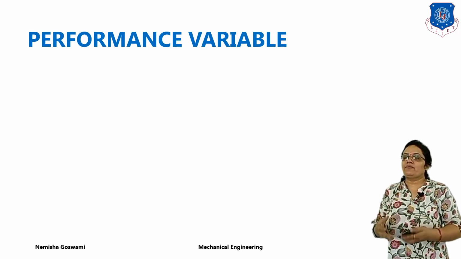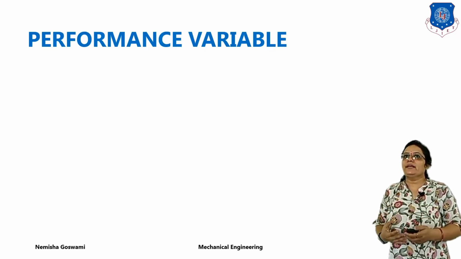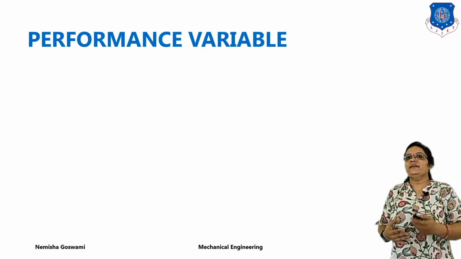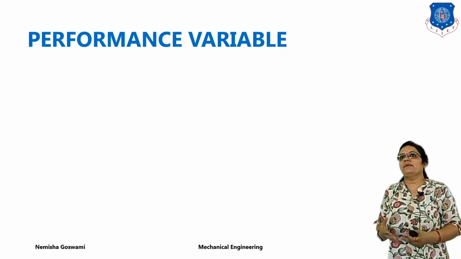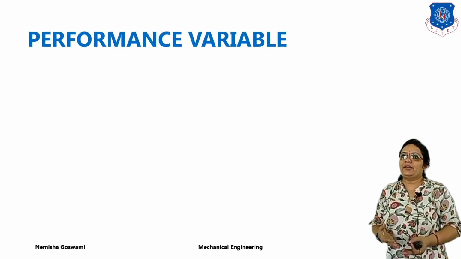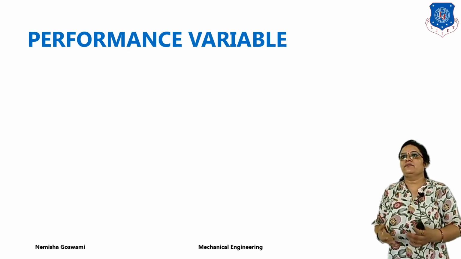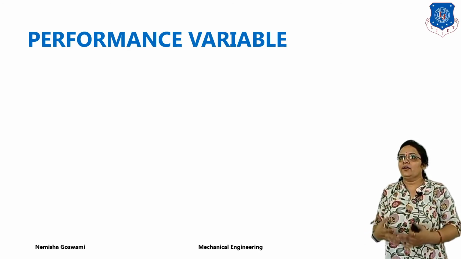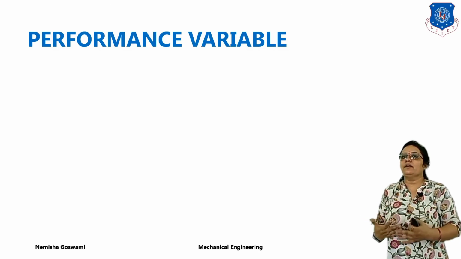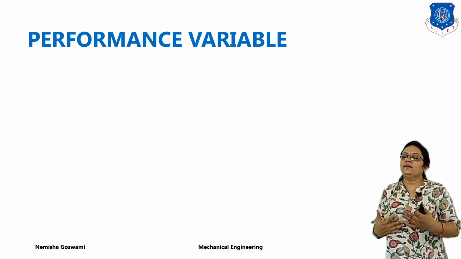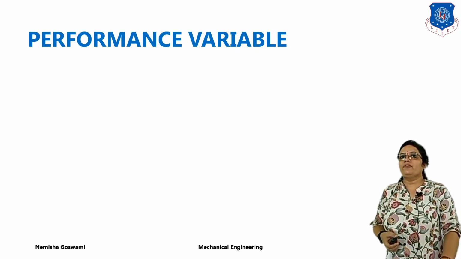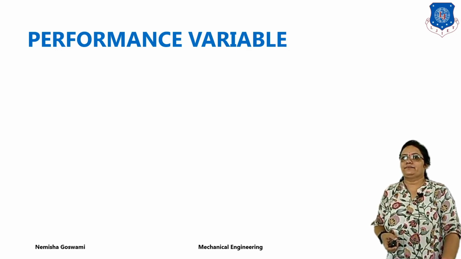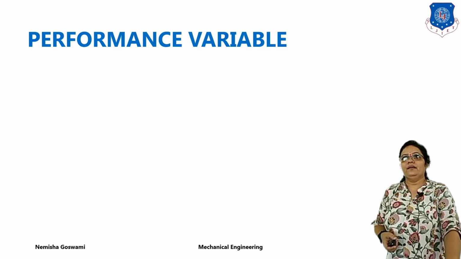Next are performance variables. Performance variables are those variables which are not under the control of the designer. There may be temperature, pressure, and other parameters which we cannot control. These are known as performance variables. Thank you.